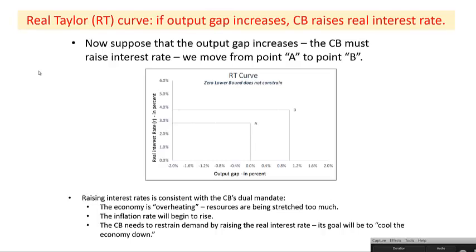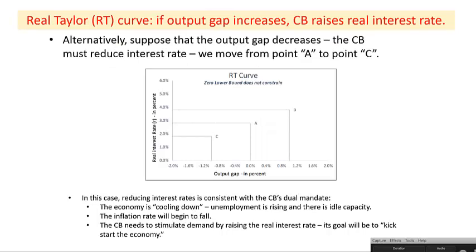Now let's suppose that the output gap increases. The central bank must raise the interest rate, and we're going to be moving from point A to point B. Now, this is consistent with the central bank's dual mandate. Since demand is increasing, the economy may be overheating, resources are being stretched too much. The inflation rate will begin to rise. The central bank will need to restrain demand by raising the interest rate. Its goal will be to cool the economy down.